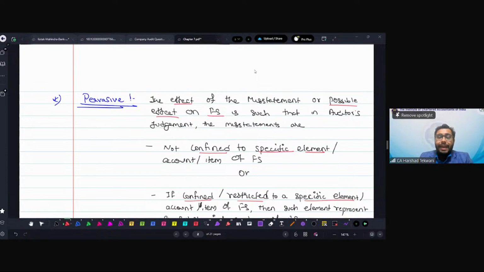Because this is something very important to understand, very, very critical to understand, because this is the base for your modified opinion. Based on this, modified opinion is issued. So you need to understand what is a modified opinion and how modified opinions are to be selected.